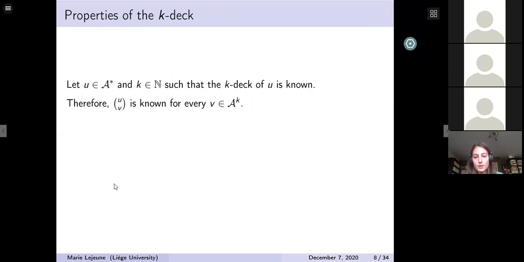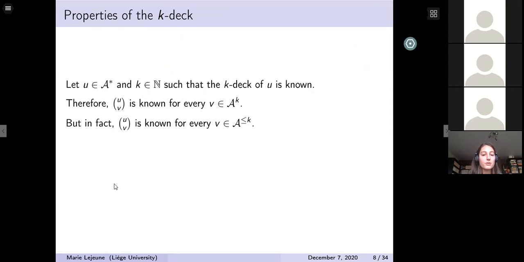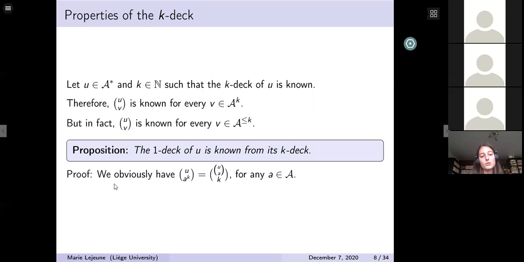But in fact, if you know the k-deck of a word, you know the binomial coefficient of every word v, not only of length k, but of length up to k. How is it? So first, from the k-deck of a word, you know its 1-deck. Because if you know the k-deck, you know the number of occurrences of a to the power k in the word. And seeing the subword a^k, you can see it exactly the number of ways of choosing k letters a among the number of letters a in the word u. So the 1-deck is known from the k-deck.